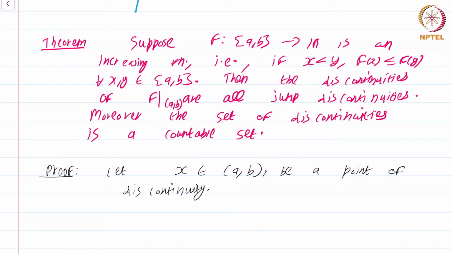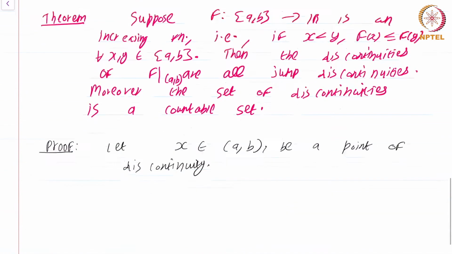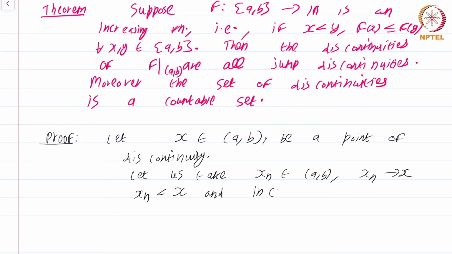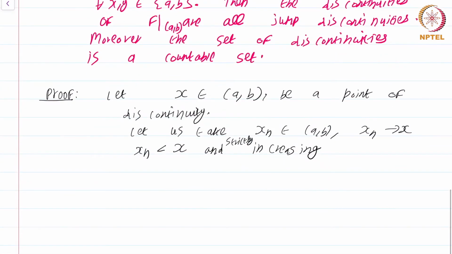So let's take a point x in (a, b), a point of discontinuity. We have to somehow show that it's a jump discontinuity. Well, how do we do that? What we are going to do is, let us take x_n in (a, b), x_n converging to x, x_n less than x and increasing. In fact, I'm going to demand that it's strictly increasing. Really doesn't make a difference, but I can demand of x_n whatever I want.